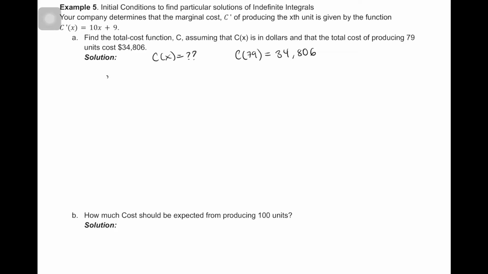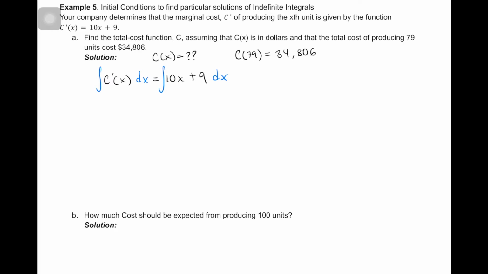We also are getting that C prime of x is equal to 10x plus 9. That makes sense. And so the goal is to find C of x. As we mentioned in the last video, the difference between those two is that this has a derivative. This is a derivative of this. So is there a way to undo this derivative? And the answer is yes, right? We can undo the derivative by taking the antiderivative. And whatever we do on one side, like in algebra, you gotta do on the other side.